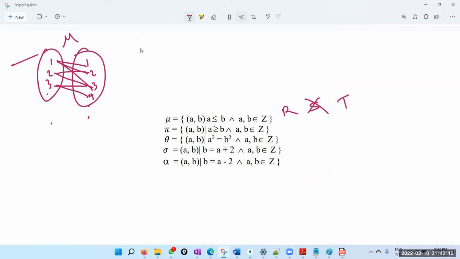5. AB such that A is greater than or equal to B.